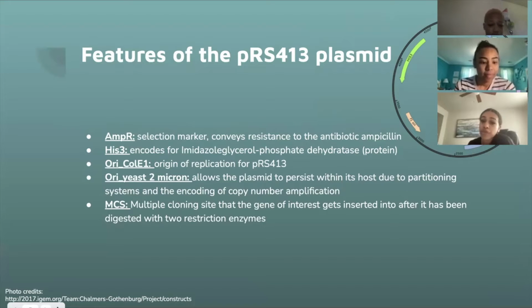F1 is the origin of replication for pRS413. ARS and the 2 micron origin allow the plasmid to persist with its host due to the partitioning systems and encoding of the copy number amplification. MCS is the multiple cloning site that the gene of interest gets inserted into after being digested with 2 restriction enzymes. And in the image seen on the far right, it correlates to what I've just said.